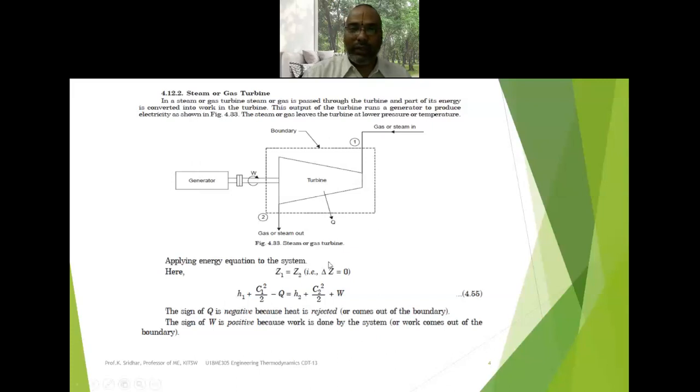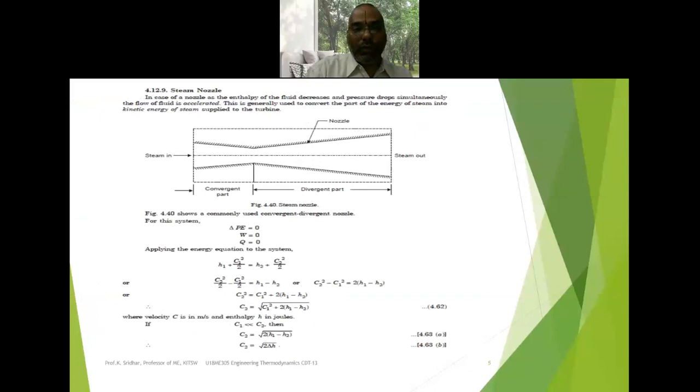And sometimes you may say that the change in kinetic energy may be neglected. Then C1 square by 2 and C2 square by 2 also can be neglected. So then we can write the formula only in terms of W. So W is equal to only H1 minus H2 when kinetic energy is also equivalent to 0 and the turbine is insulated. That is, a decrease in the enthalpy content of the system is taking place in the steam or gas turbine. So the next device is the steam nozzle.